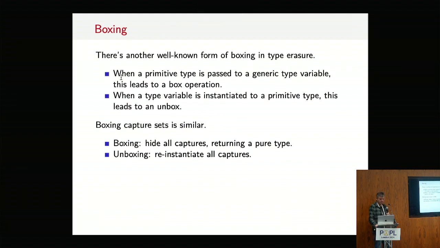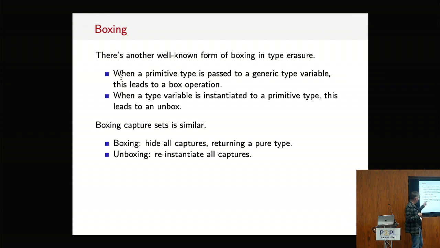So if we look at boxing, there's a well-known precedent for boxing, which we know from type erasure. When we have type erasure and we have primitive types and we pass them into a generic context, they need to be boxed. They need to be essentially turned into a generic representation. So that happens when a primitive type is passed to a generic type variable. We need to box it, and when the generic type variable is instantiated to a primitive type, we unbox it. So we know that from generics.